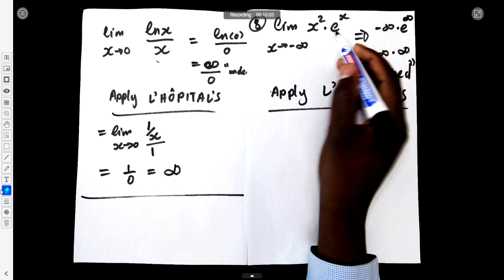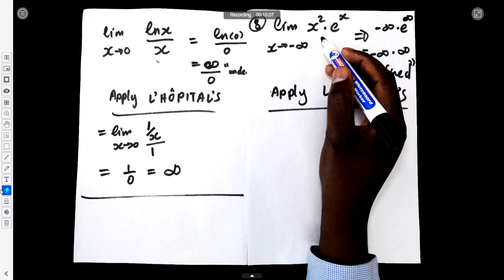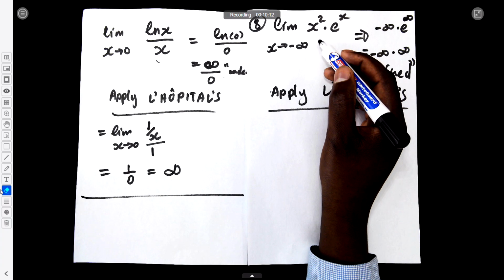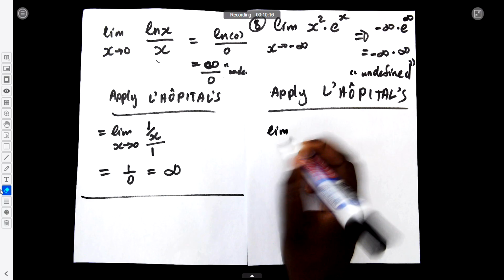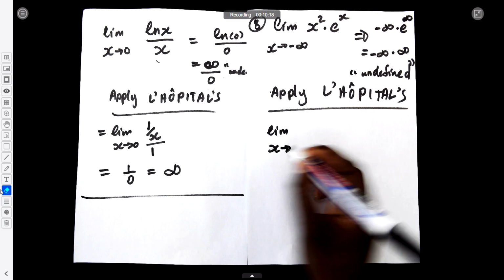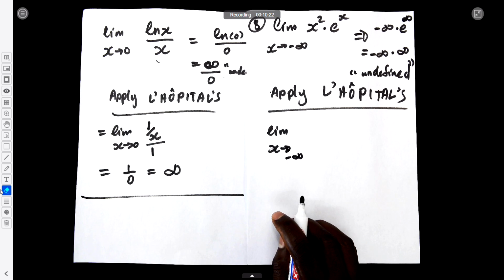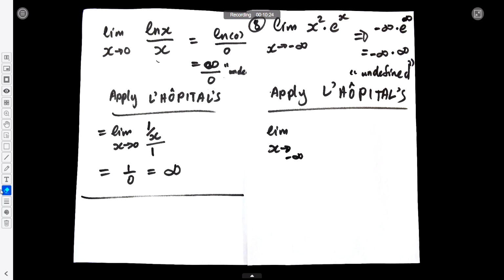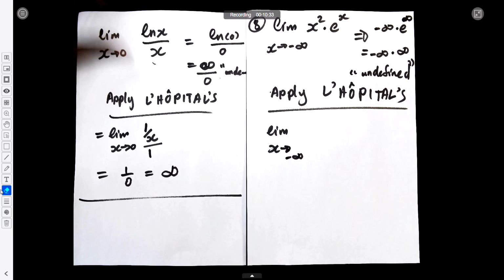L'Hopital's rule applies when you have a rational form. The function you have there is not rational. You still have a product of functions, so you cannot derive numerator and denominator. You need to simplify first. I hope it's clear. So we say limit as x approaches negative infinity. How can we simplify the function to have what we call a fraction or a rational form?